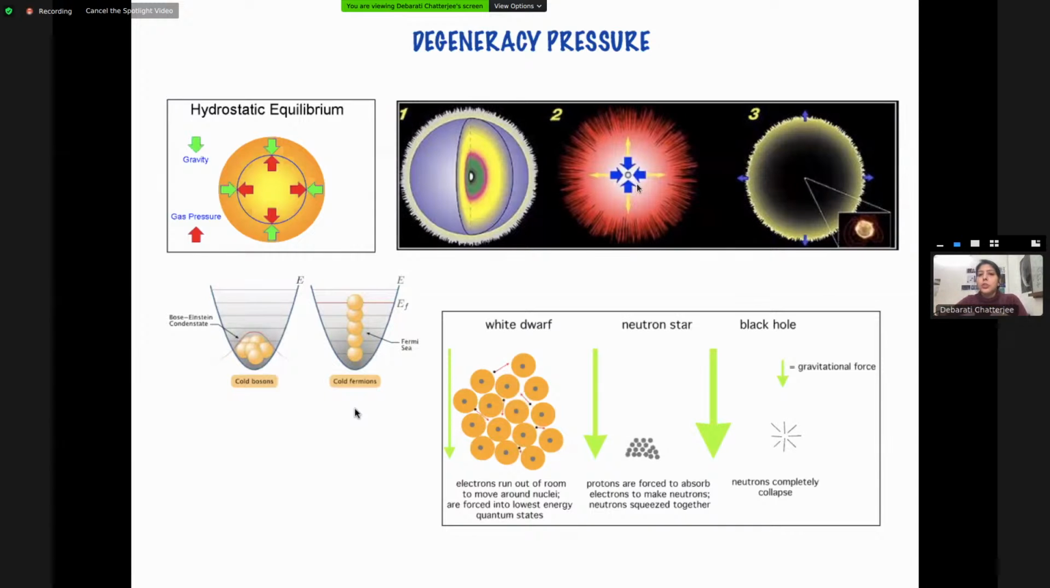For the normal stars which are even heavier than 8 to 10 times that of the sun, even this neutron degeneracy pressure is not enough to support it against collapse, and then it collapses into a black hole.